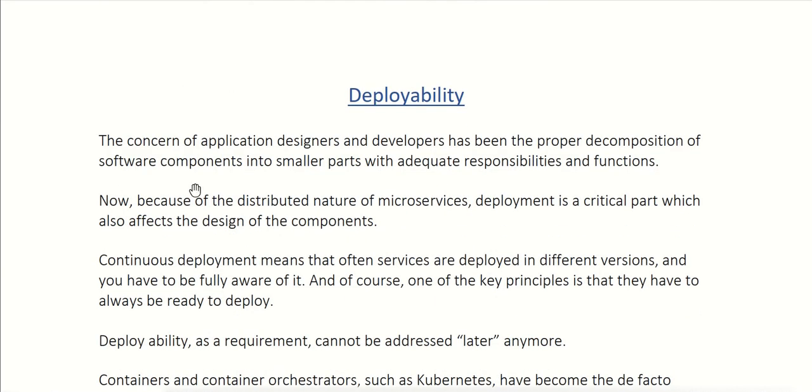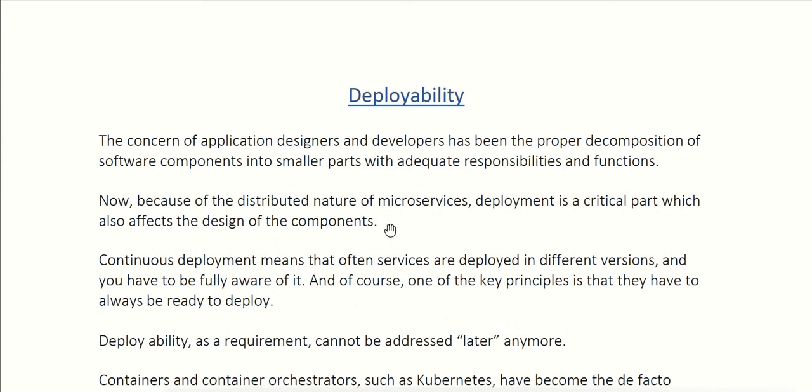Deployability. The concern of application designers and developers has been the proper decomposition of software components into smaller parts with adequate responsibilities and functions. In most scenarios it is the concern of application designers and developers to decompose the software components in such a way that they have smaller, adequate responsibilities, or a single responsibility, I can say. They have very small responsibilities.